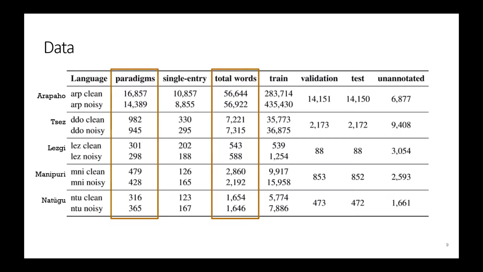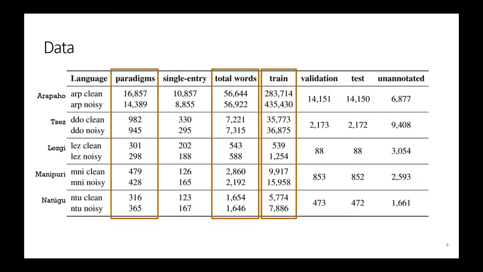So with this many paradigms, we generated our training data by taking a random inflected form from each paradigm, and then the morphological features of all the other forms and pairing it with that word. And then we generated all possible pairs in the paradigm, which gave us this amount of training data just from that.